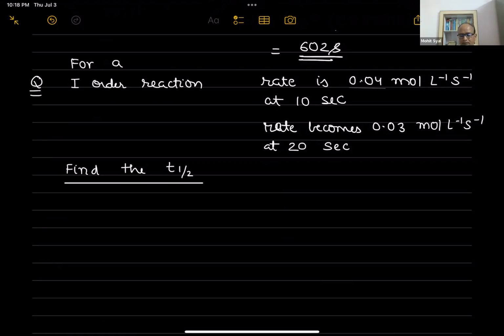We find out K. Yeah, how did you find out K? K equals 2.303 by T2 minus T1 log A1 by A2. We can do that. How did you find it out?